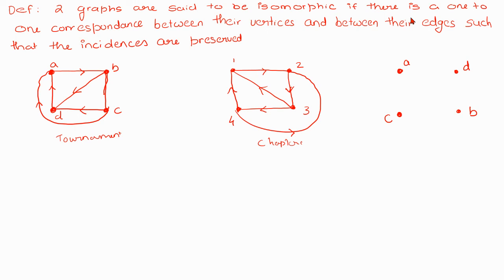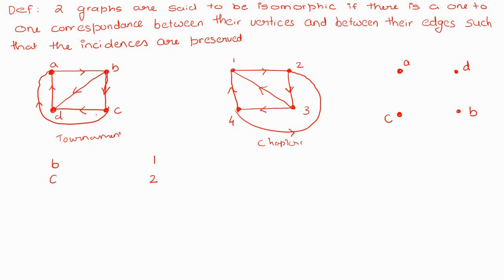Let us put B and let us put here 1. Now from B, there exists an edge from B to C. So from here, I have to have an edge from 1 to 4 or 1 to 2. So from B to C, therefore I'll have 1 to 2. So in case of C, I'll have 2 in this case.